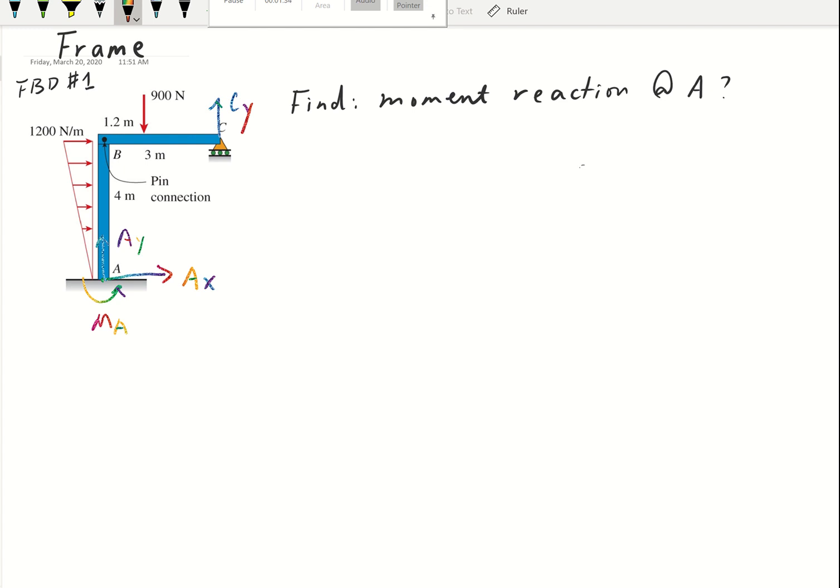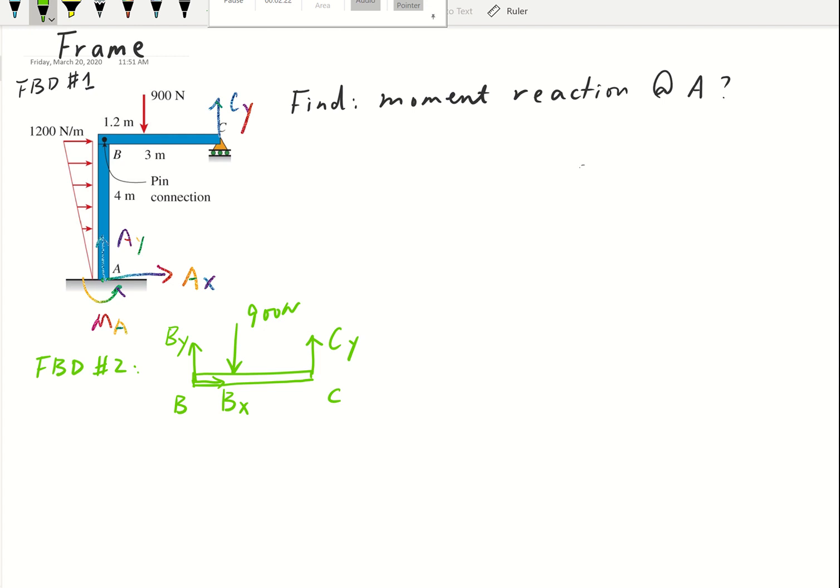So remember, at frames, we often have a strategy of looking at individual member at a time. So if we were looking at FBD number 2, looking at member BC, what do we have? We'll have this external loads 900 Newton. We also at C, we'll have the CY due to a roller support. Since B is a pin support, we will have BX and BY. Now, we only have 3 unknowns, right? BX, BY, and CY, so we can certainly solve that.